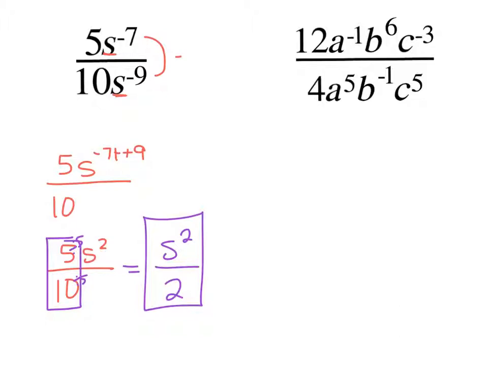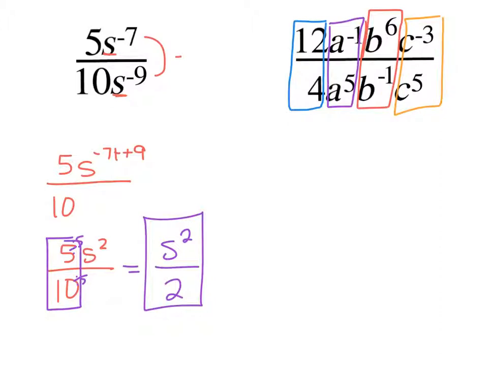In our next example, I like to group things together. So I have my numbers, my A's, my B's, and my C's. I'm going to go ahead and work with these. We actually don't need to do that.